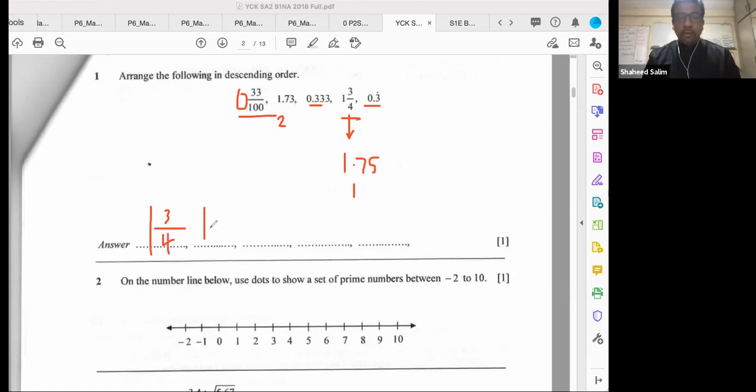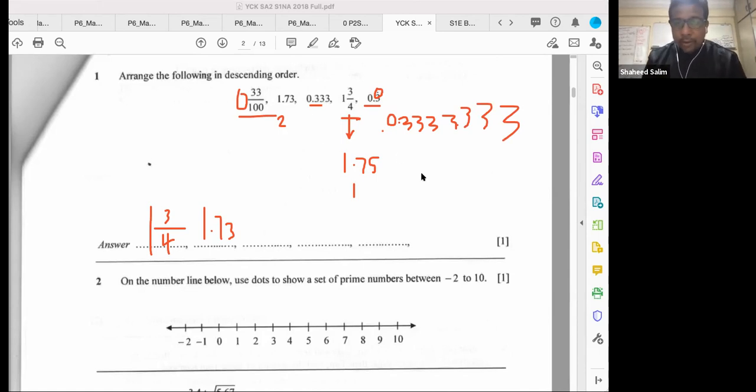Next one is 1.73. Again, I explained on here, 134 is 1.75. Now, let us compare between this. This can be third, or this can be third, or this can be third. Which one is third? This is 0.3 with a dot on top, can you see now? This means 0.3, 3, 3, never ending. So which one do you think is bigger?